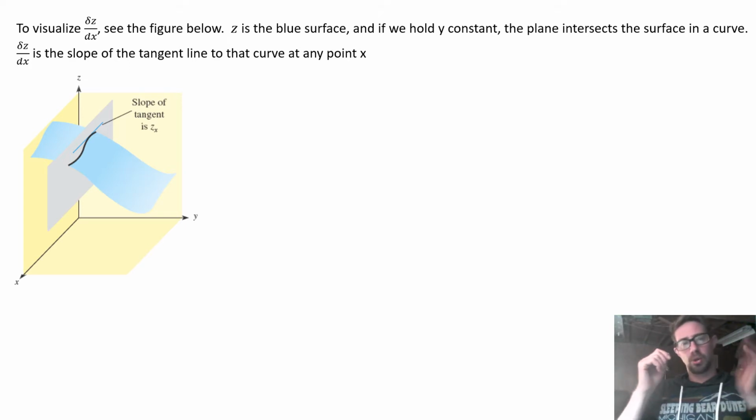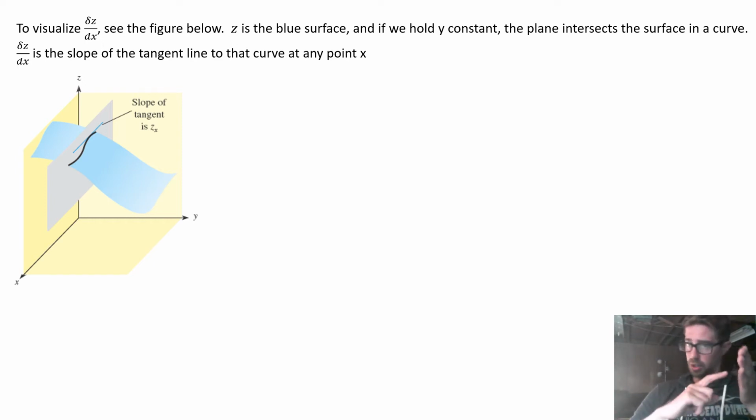So what we do is we hold y constant. What happens if we hold y constant? If you look at the equation y equals 2 or something, what is that? It's a plane, right? It's that purplish plane, the set of all the points where y equals 2. So that plane intersects with that surface. And if you picture the intersection of that plane and that surface, what does that intersection look like?